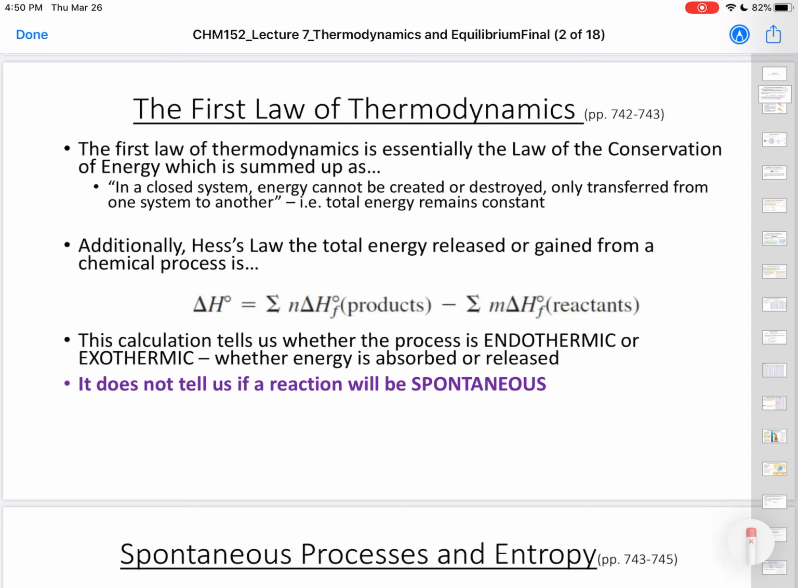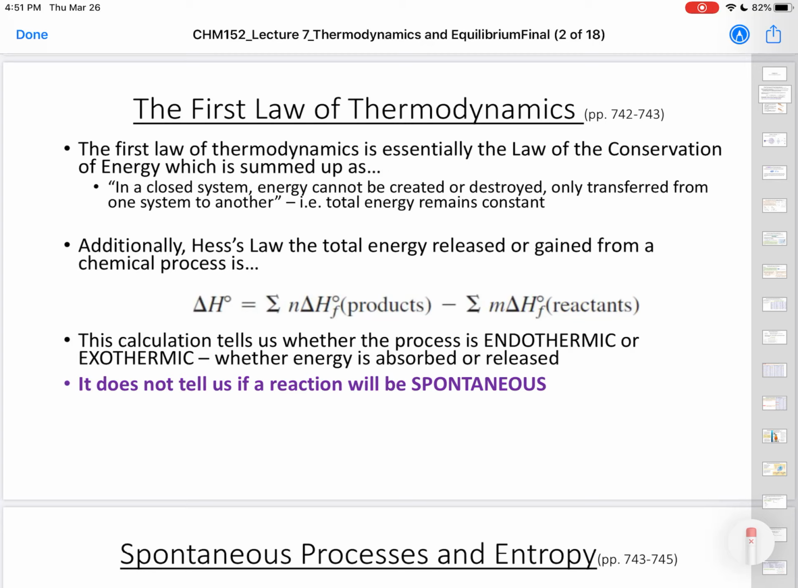Basically, the idea here is that we have the law of the conservation of energy, which is basically the first law of thermodynamics. And it's summed up that in a closed system, energy cannot be created or destroyed. Energy can be transferred from one system to another, but the total energy remains constant.